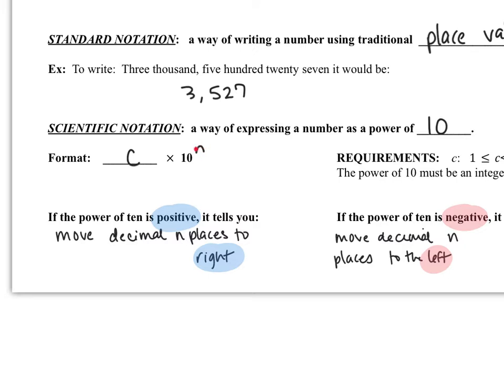So this number right here, this n, it can be positive, it can be negative, but it can't be a fraction or a decimal. It has to be an integer. Positive would mean to move the decimal to the right, and negative would mean to move it to the left. We're going to move the decimal.